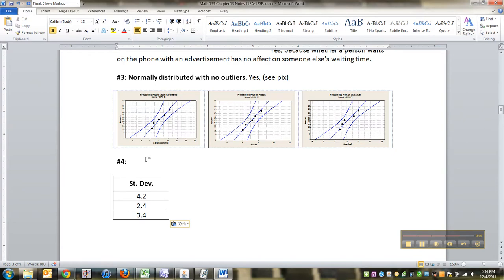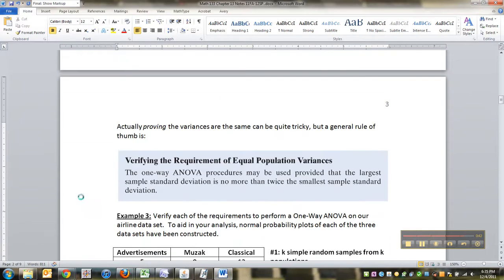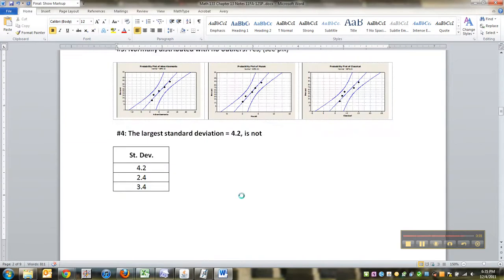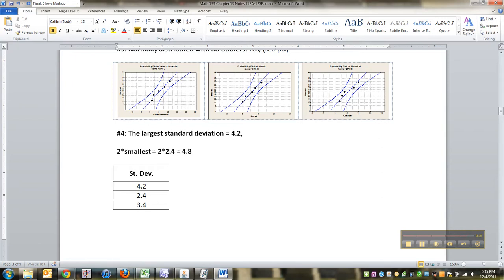So the largest standard deviation is equal to 4.2. What do they want? No more than twice the smallest sample standard deviation. Okay, so twice the smallest, let me put it this way, 2 times the smallest is equal to 2 times 2.4, which is equal to 4.8. And so we're okay because 4.2 is smaller than 4.8. It can't be more than 4.8. That's just a rough rule of thumb. All right, so we've verified all those requirements.